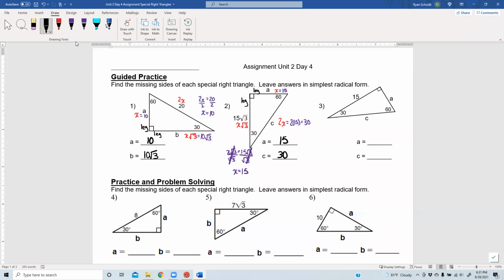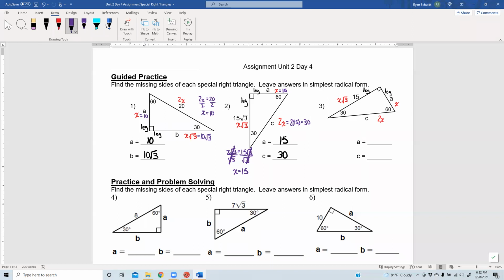Okay, number 3. First step on these, label the legs. That's tiny. Let me write it a little bit bigger for you. Leg. There we go. So now, the short leg is x. The long leg is x square root of 3. And then we can't forget about our hypotenuse. It's 2x.